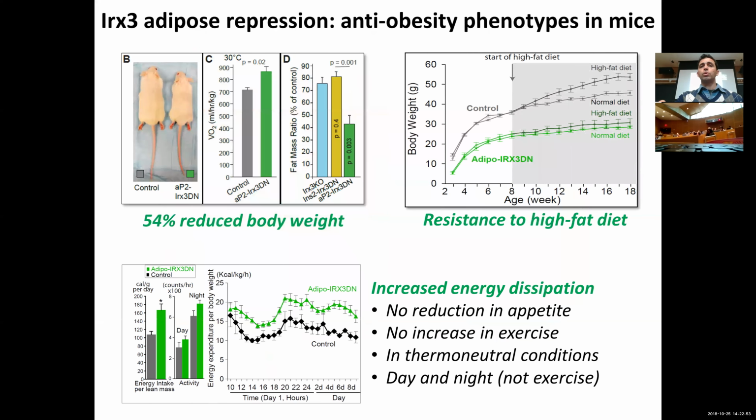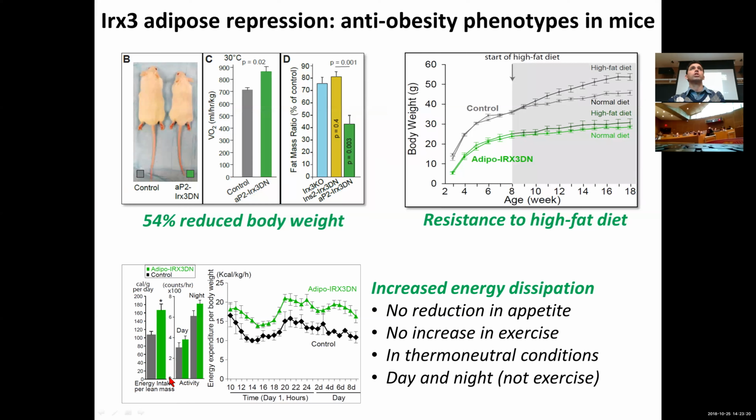If you go to mice, you found that you could down-regulate this gene that becomes overexpressed, IRX3, and the mice would lose 50% of their body weight. If you put these mice on a high-fat diet, normal mice would gain weight. The IRX3 dominant negative mice would simply be unable to gain weight. You would feed them all the fat you want, and you would not be able to get them to gain weight.